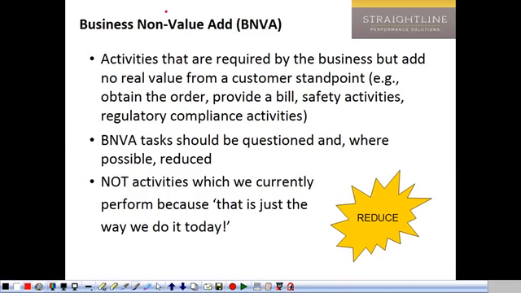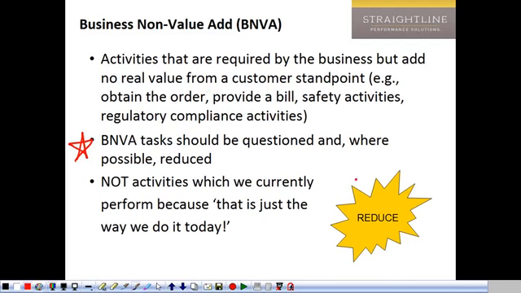The second, business non-value added, we talked about what those things are. The important thing is really this one. I'm going to star this. They all should be questioned. In fact, a lot of times we do steps because we think that we're still required to do it, and we're not. So it's very helpful to question those business required non-value added.